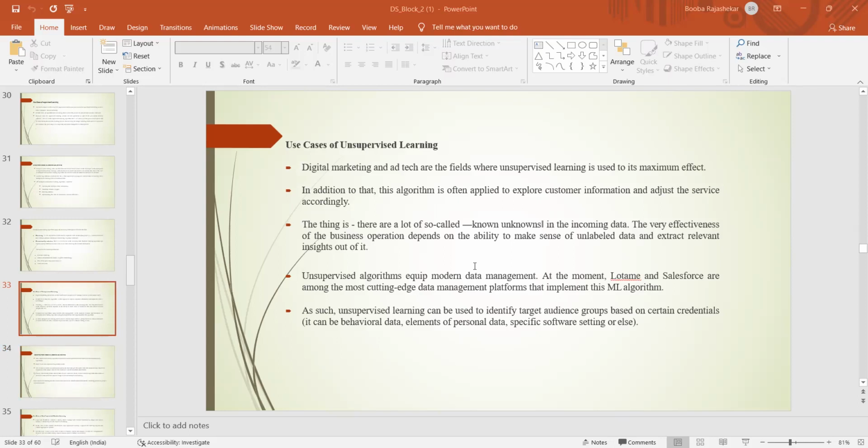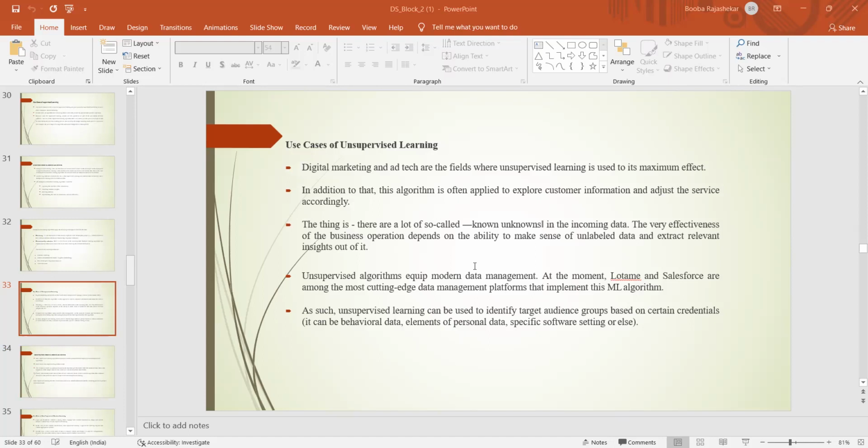Use cases of unsupervised learning. Digital marketing and ad tech are the fields where unsupervised learning is used. This algorithm is often applied to explore customer information and adjust the service accordingly. There is a lot of so-called known unknowns in the incoming data. The effectiveness of business operations depends on the ability to make sense of unlabeled data and extract relevant insights. Unsupervised algorithms equip modern data management.